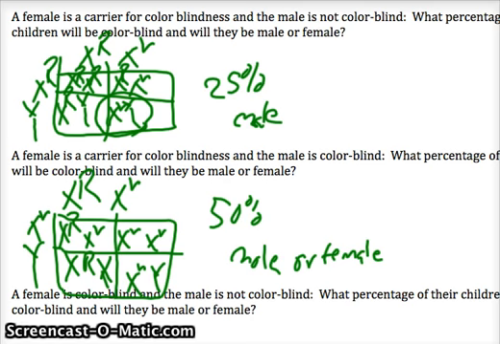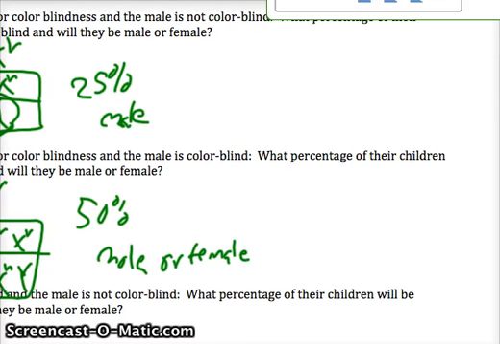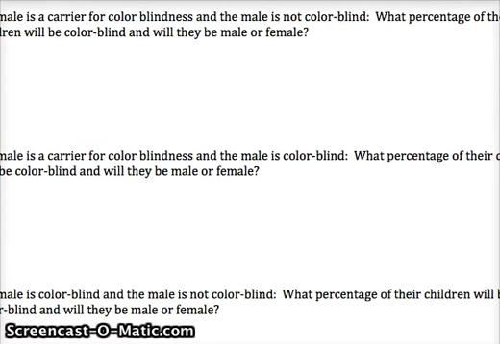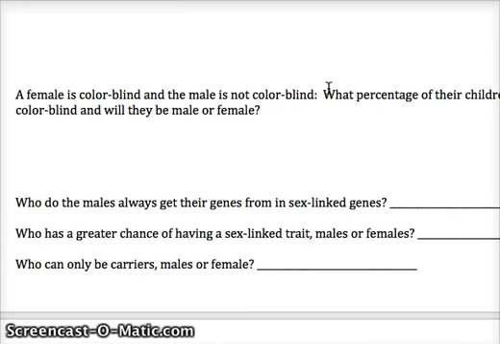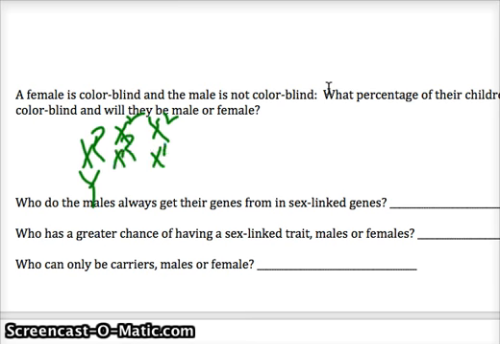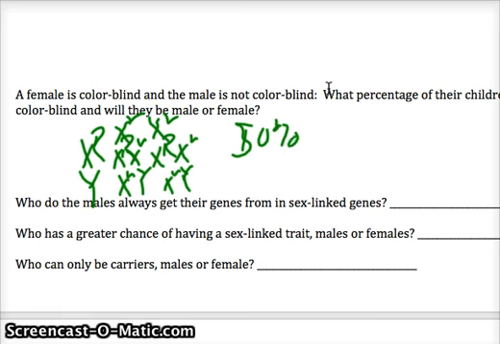Alright, so we're almost done here. Last one, a female is colorblind, and a male is not colorblind. So now X big R, X big R, X little r, X little r, X little r Y, X little r Y. So now 50% again of their children are going to have the disease, but it's only going to be in their boys, only males. So who do the males always get their genes from?